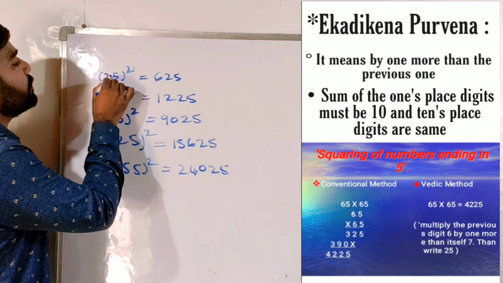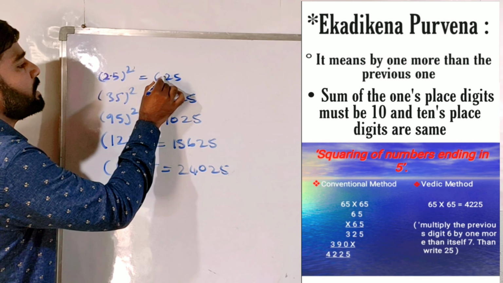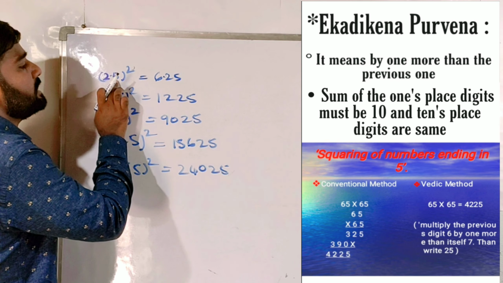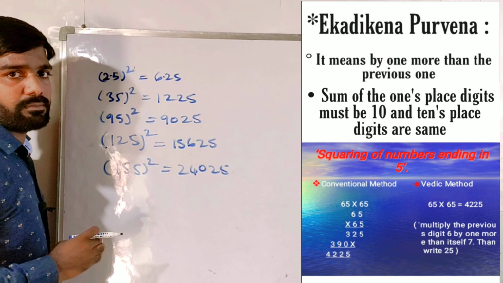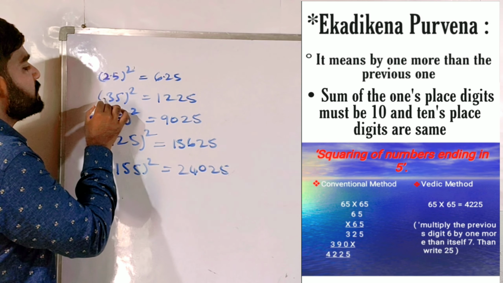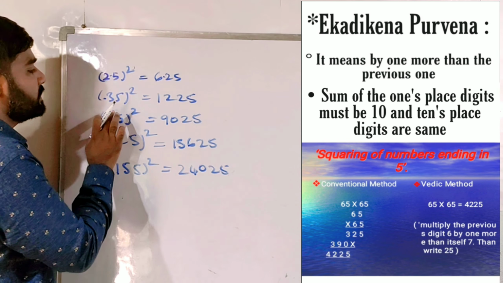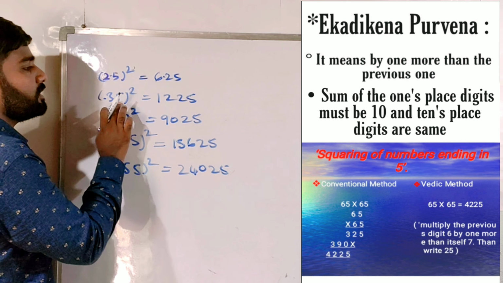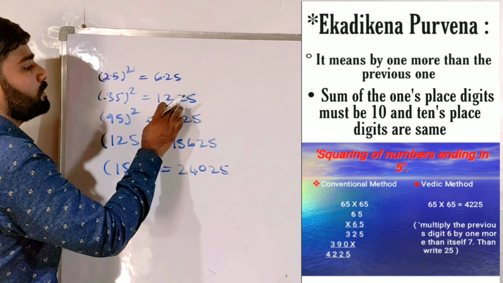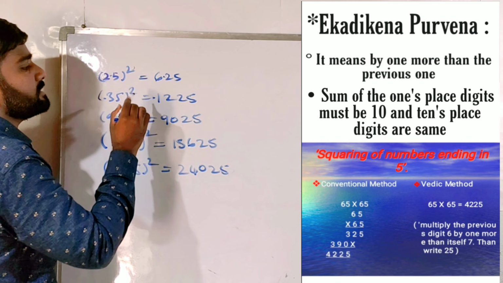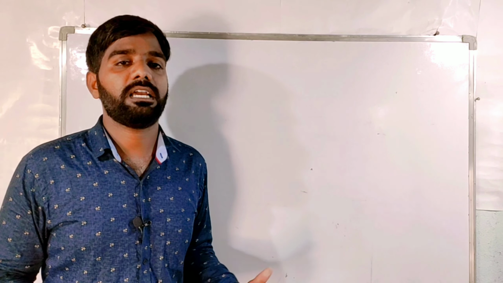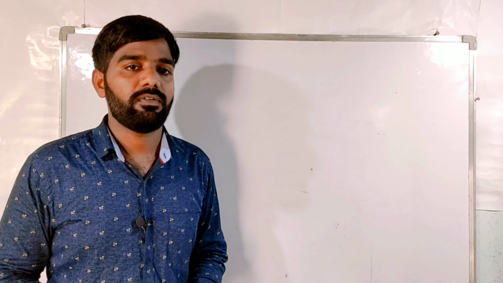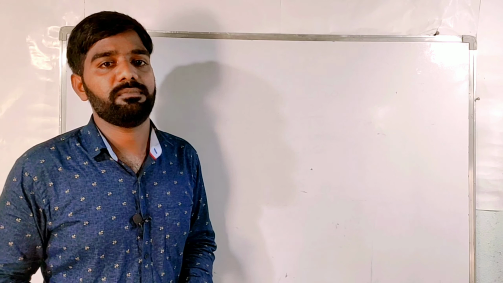ఫర్ ఎగ్జాంపుల్ 2.5 square is equals to 6.25. There is one digit in the number, we have to consider two digits in the square number. For example 0.35 whole square, there are two digits in the number, so we have to consider four digits in the solution. 1 2 3 4 point. The answer is 0.1225.